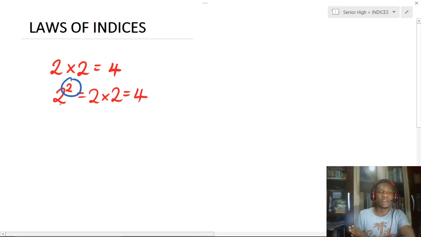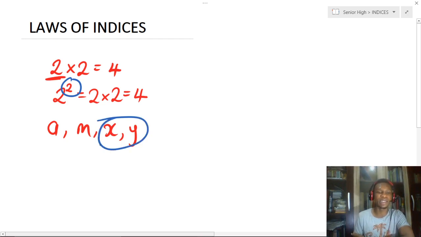Now, most of the time in indices, you will not be working with values that are known, like how we have 2 here. But we'll be working with values that are unknown. So values like A, values like M, values like X, like the popular X we know, X and Y. These are the popular ones we know very well in mathematics. We're so used to these X's and Y's that everybody's asking, where is the X? But don't worry, today we'll also be working with X and Y's and M and A's and B's and C's and D's and E's and what have you.